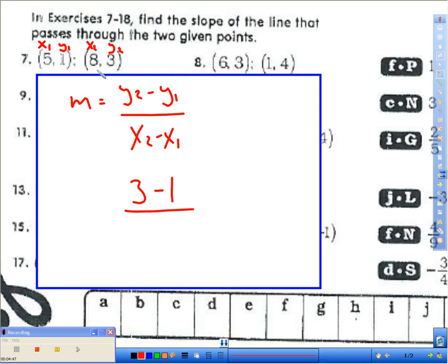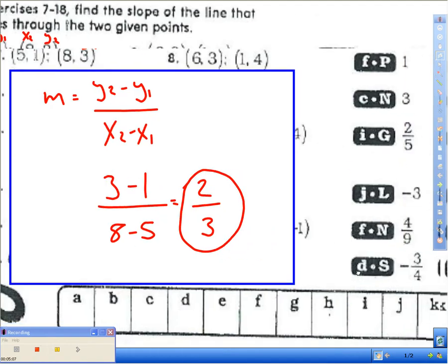And instead of x sub 2 minus x sub 1, we're going to do 8 minus 5. Well, if we simplify the top of that fraction, we get 2. If we simplify the bottom of that fraction, we get 3. So the slope of the line that passes through those 2 points is 2/3.